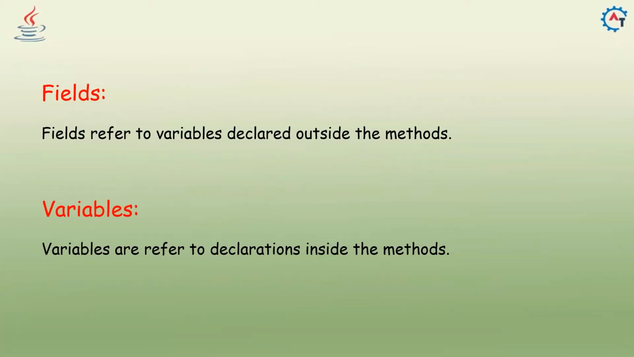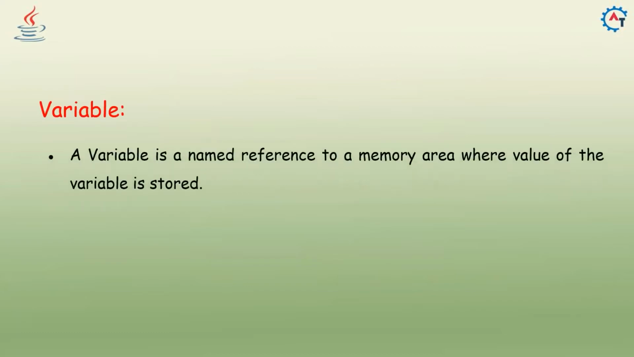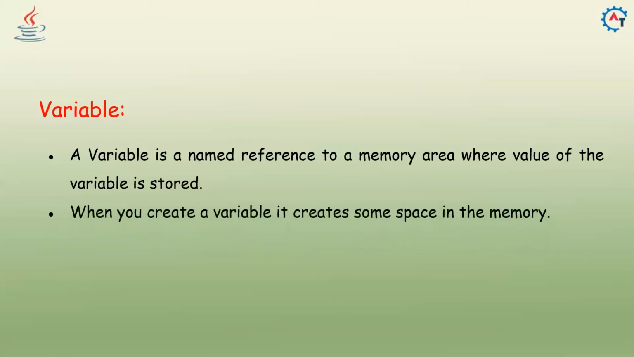So that is just a definition, but how does a variable look like, how do you create a variable, and what is the purpose of a variable? So now we'll see variable. A variable is a named reference to a memory area where the value of the variable is stored. In simple terms, a variable is a memory area inside your system, and there you will store your actual values. When you create a variable, it creates some space in the memory.